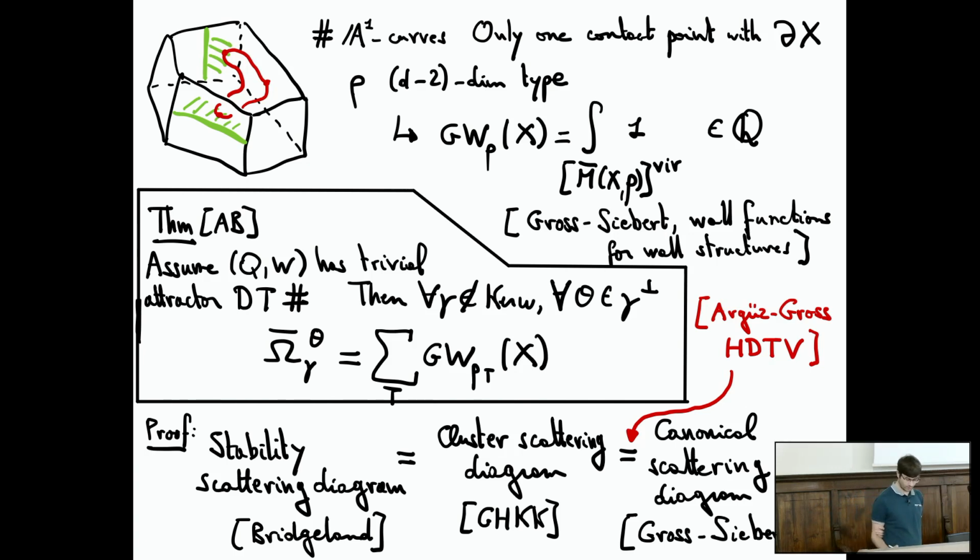And what I can show, it follows from the work of Gross with Mark Gross, that if you apply this general story to the case of cluster varieties, you recover the combinatorial cluster scattering diagram, which has been used by Gross-Hacking-Keel-Kontsevich to construct this theta basis of cluster varieties. And then you can check that this combinatorial scattering diagram matches this DT scattering diagram under this assumption of having trivial attractor DT invariants.